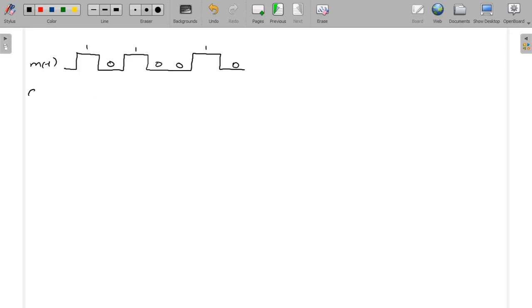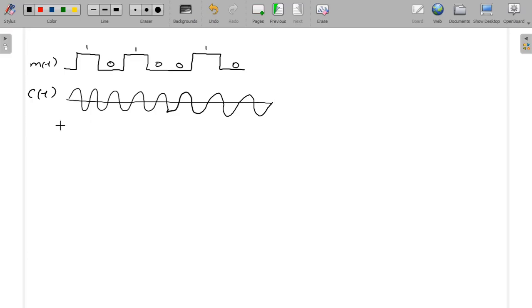Now what is our c(t)? c(t) is Ac cos 2 pi fc t. So it will be simply a sinusoidal signal like this. Okay, this is our c(t). Now the ASK signal which is generated using the product modulator, it will be like this.